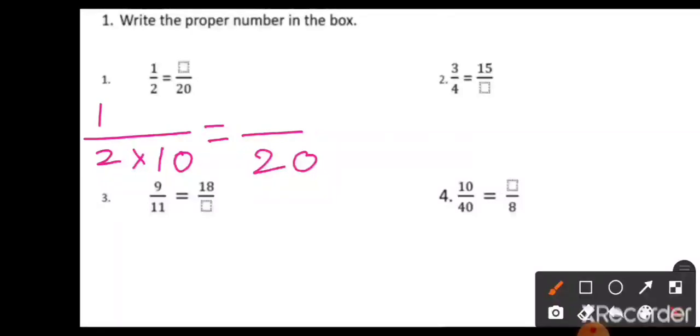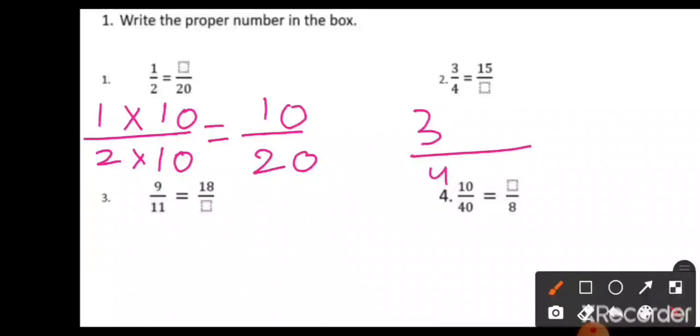If we are multiplying the denominator, we have to multiply the numerator also with the same number. If I am multiplying the denominator by 10, then we have to multiply the numerator with the same number. Here 10 multiplied by 2, the answer is 20. 10 multiplied by 1, the answer is 10. 10 ones are 10. Question number 2.